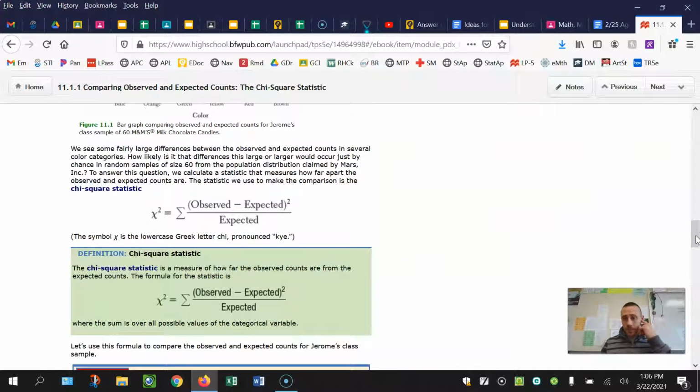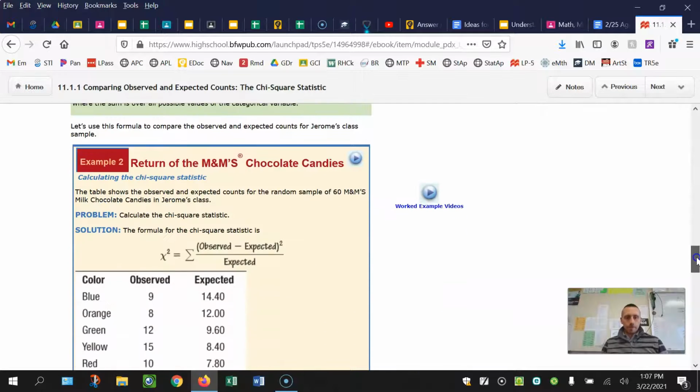For your test statistic, we have had z-scores and t-scores as our test statistics. Now we're going to have something called a chi-squared test statistic. The formula for that is the sum of the observed minus the expected count, squared, divided by the expected, for all the possible values. This formula is on your formula sheet.